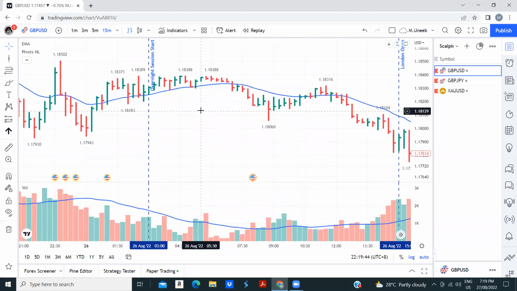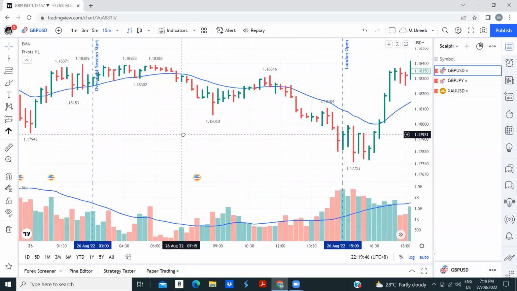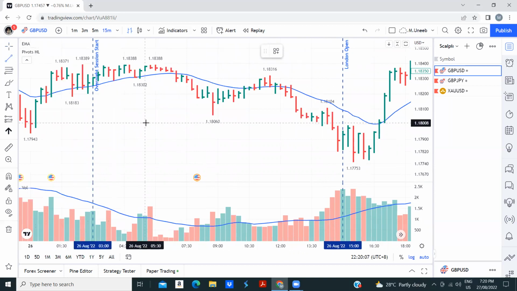So can you tell me the highest swing high here? This one, right? And the lowest one, this one, right? This one is not a swing high. This one is not a swing low. Remember that. If you mark this as swing low, it will be incorrect. So this is the lowest swing low. With the help of the indicator, you can find it.